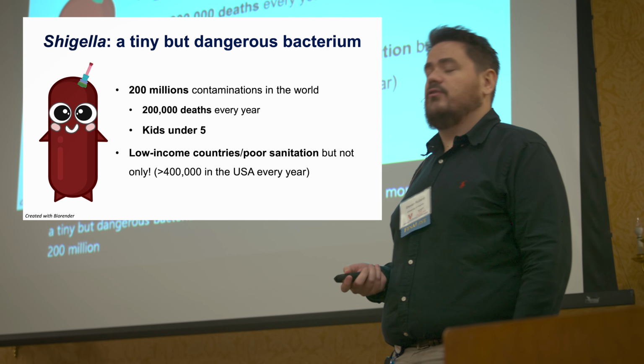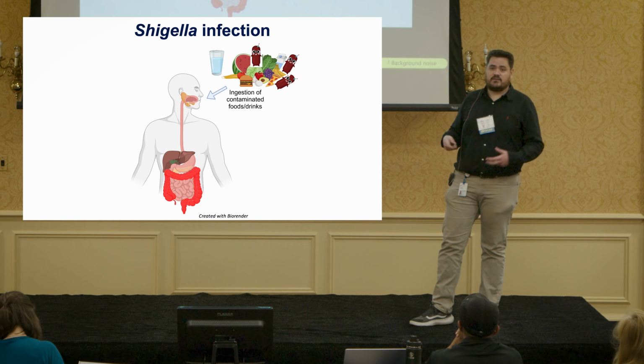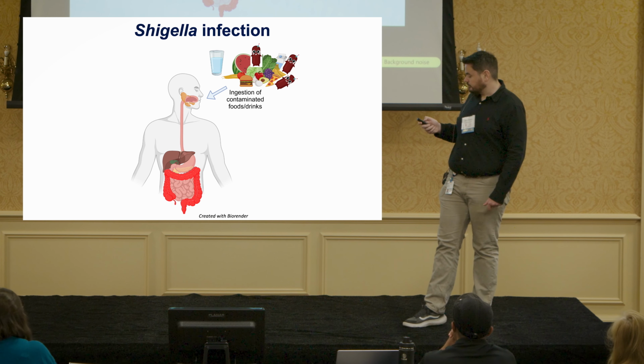So during infection, after ingestion of food or drink contaminated by Shigella, the bacteria is able to resist our gut, and reach the last part of it, called the colon, here in red. It can infect it and multiply inside it.